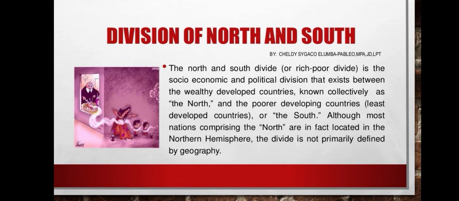Division of North and South. The North and South division, the rich-poor division, is the socio-economic and political division that exists between the wealthy developed countries known as the North and the poorer developing countries, the least developed countries, or the South. Although most nations comprising the North are in fact located in the northern hemisphere, the division is not primarily defined by geography.